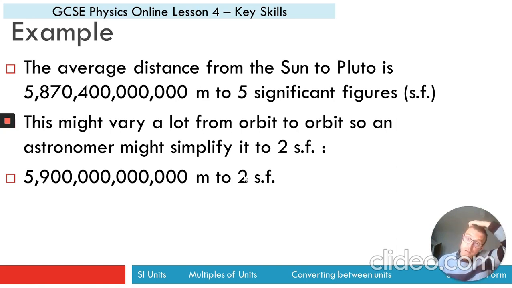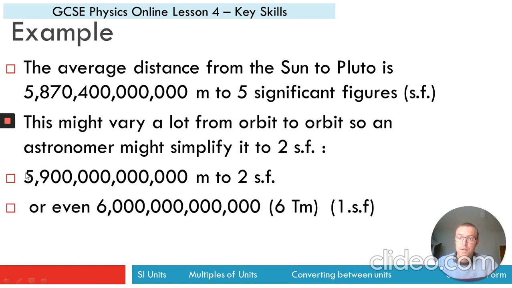Now, some astronomers might even think, do you know what, that's too precise, because in fact it varies so much. They might even want it to 1 significant figure. If we're going to go to 1 significant figure, we're only going to include the one on the left. The digit immediately to the right of it is 5 or above, so it's going to round up. This is going to be 6 trillion meters, or 6 terameters.